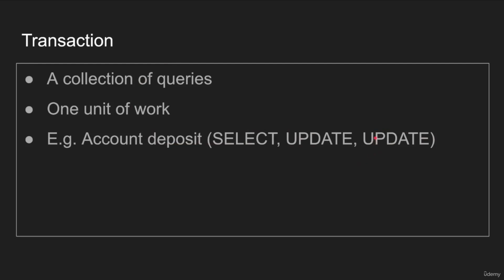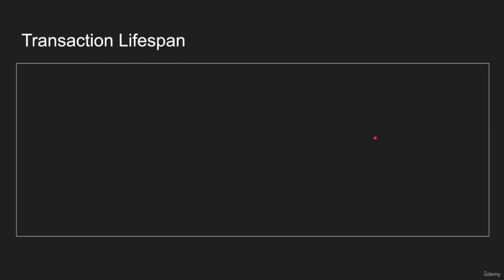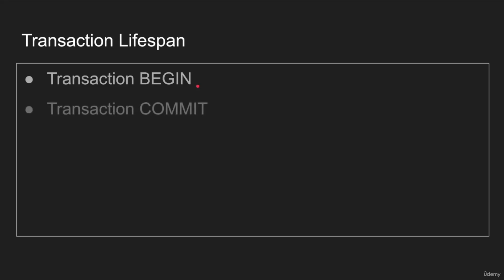Very, very important. So let's talk about the transaction lifespan. A transaction always begins with the keyword begin. That indicates to the database that, hey, you're about to start a brand new transaction with multiple queries in it. Okay. And then when you are satisfied with all the queries, everything that you write is not durable.